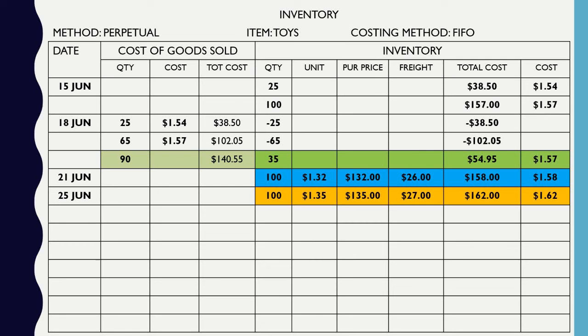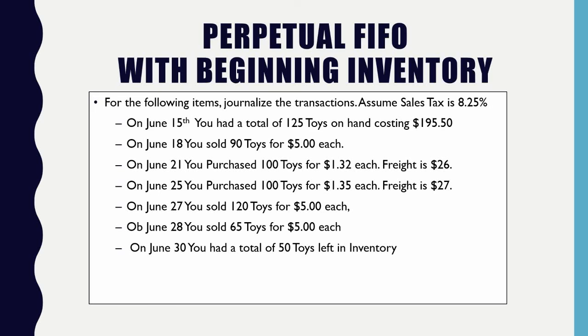So here you go. And I decided to label it orange. Okay. So same thing going on forth. Now on June 27th, we sold a total of 120 toys. And then on June 28th, we sold 65. And again, June 30th, you should have a total on hand of 50 toys.